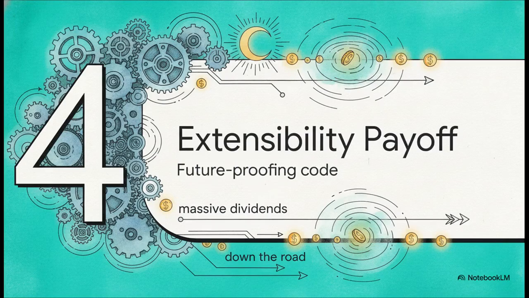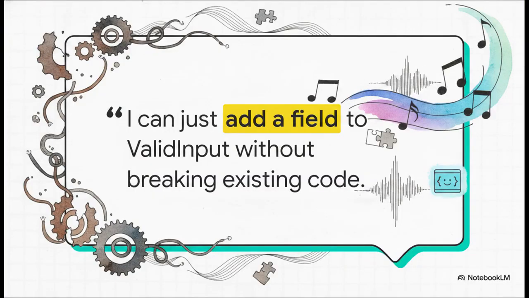Finally, Section 4, the extensibility payoff. Now, doing this kind of deep refactoring definitely takes time. In fact, Ang noted that it took quite some moons to finish. But to really see the real-world payoff here, listen to Ang's exact realization at the end of the process. They said, if I later need to add a third piece of metadata during command line parsing, I can just add a field to ValidInput without breaking existing code. I mean, that is just music to any developer's ears, right? Adding future metadata is suddenly trivial instead of turning into a massive architectural headache.